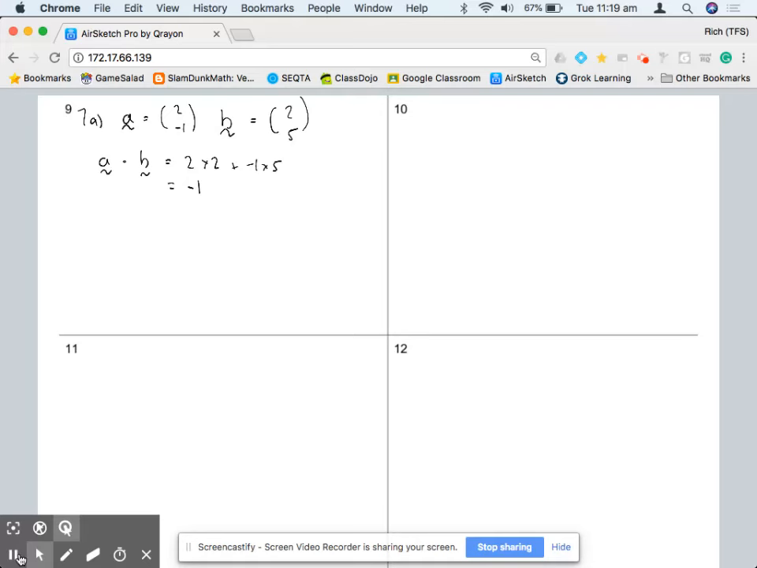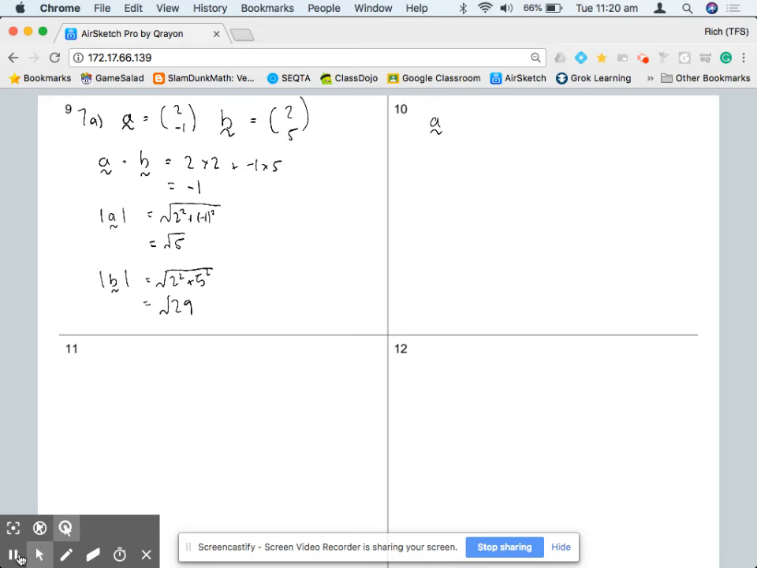Then I'm going to work out the magnitude of each vector. So the magnitude of a vector is equal to the square root of 2 squared plus negative 1 squared, which is equal to the square root of 5. And the magnitude of b vector is equal to the square root of 2 squared plus 5 squared. 2 squared is 4, 5 squared is 25, so it's the square root of 29. I try to keep things as exact as possible when I'm solving problems, so I don't reach for my calculator until the very last moment if I can help it.